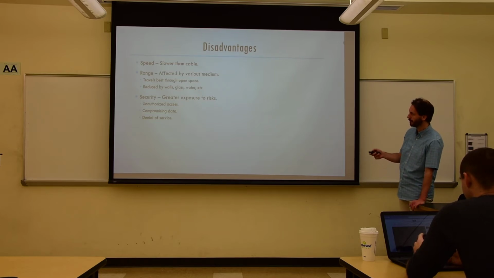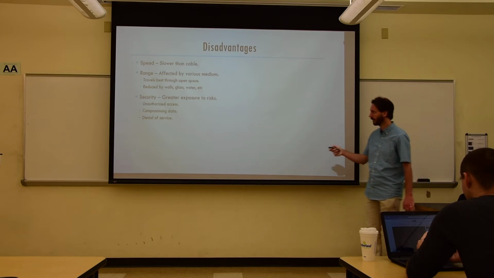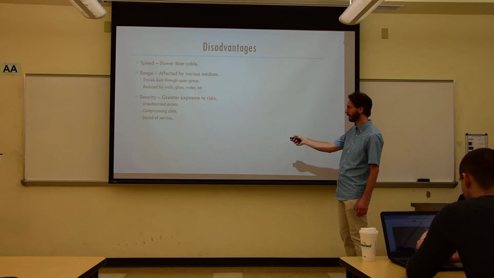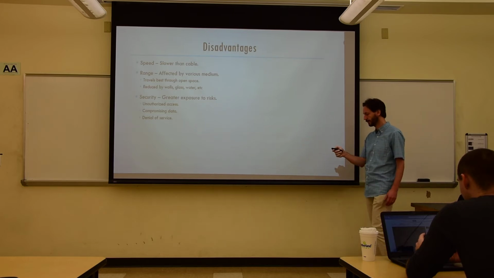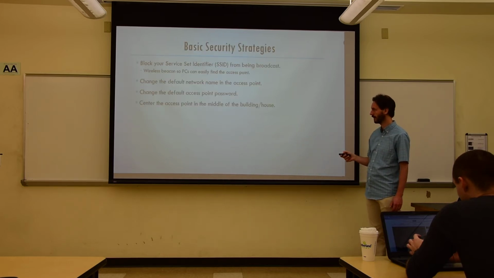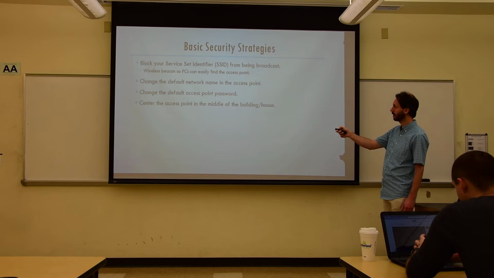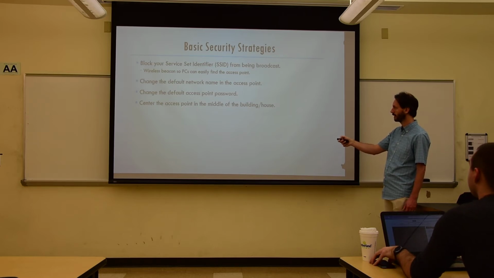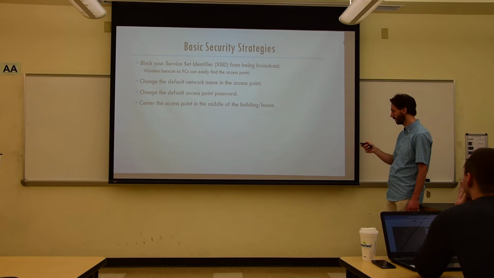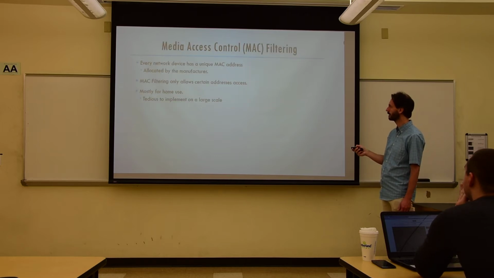All right, so there can be unauthorized access, compromising of data, denial of service. So security, you may want to add another layer on top of that in your application. So you have some strategies. So block your service set identifier from being broadcast, change the default network name, change the default access point password, center the access point in the middle of the building or the house, things like that.